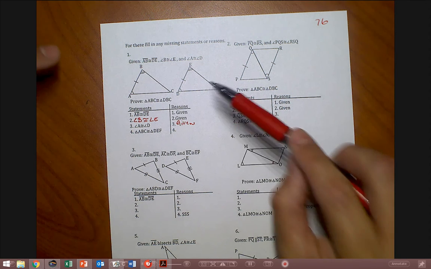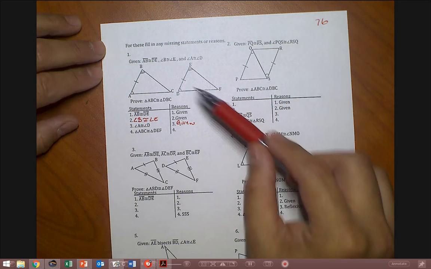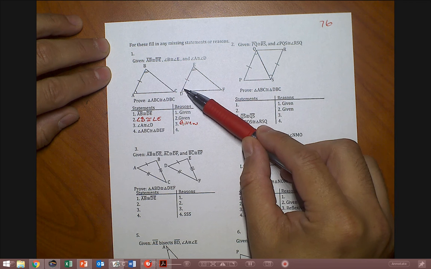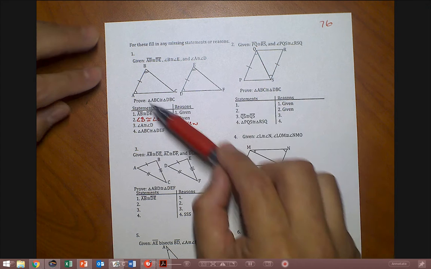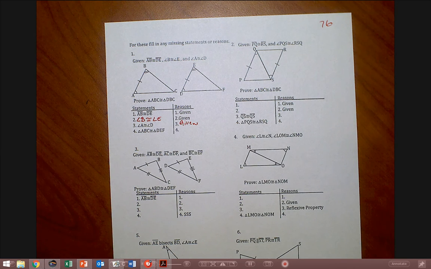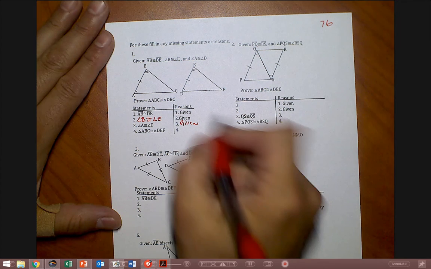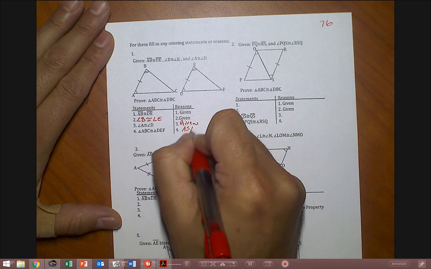Now let's look at the other triangle. The other triangle has to match. This is a side and Angle. So are they congruent? Yes. How? Angle, side, angle.